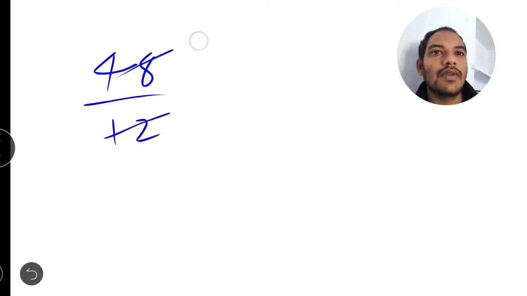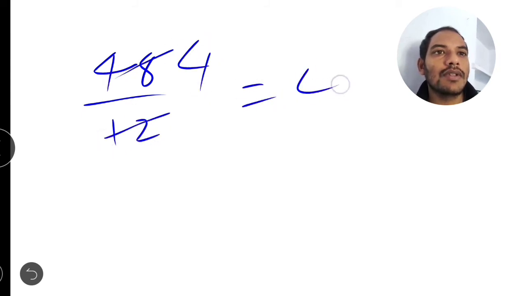Here you can verify: 48 divided by 12. 12 ones are 12, 12 fours are 48. So as per the question, the quotient is 4. So our answer is correct.